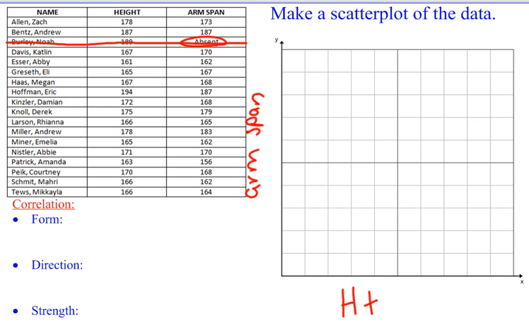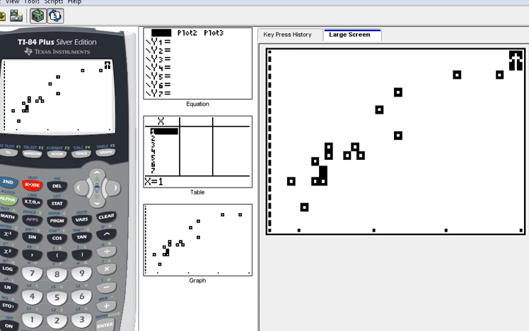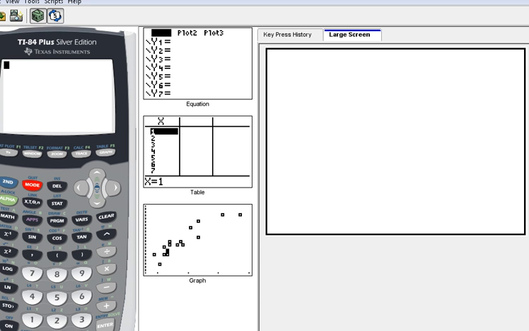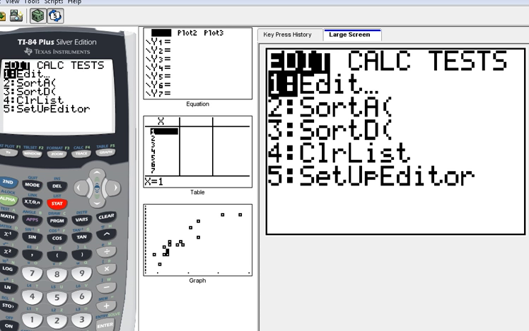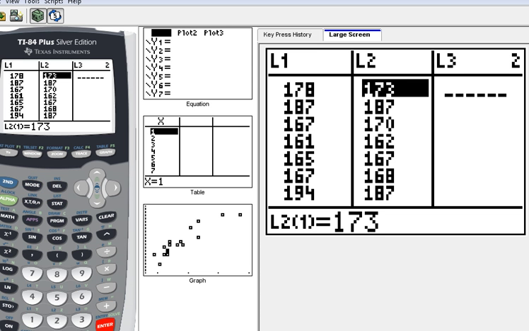Okay, so I actually, just to save time, put this data in my calculator already. So if you go to Stat, Edit, why don't you pause the video right now. I put all of the heights in L1, which is why I called height my x-axis, and I put all the arm spans in L2. Remember, you're skipping Noah. So go through and do all of that, and then unpause the video.